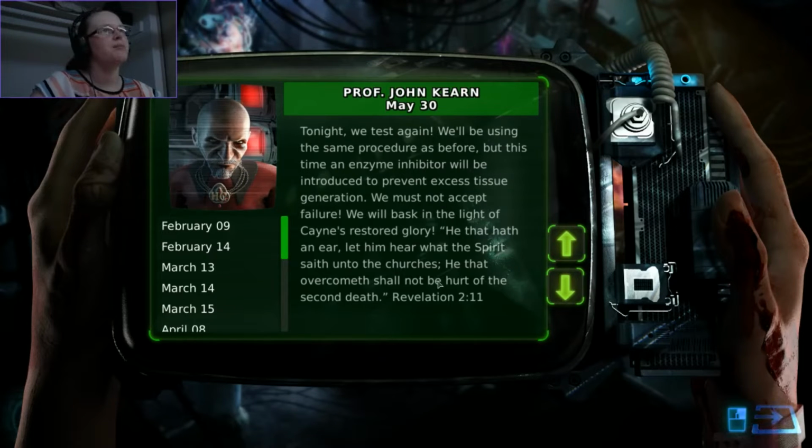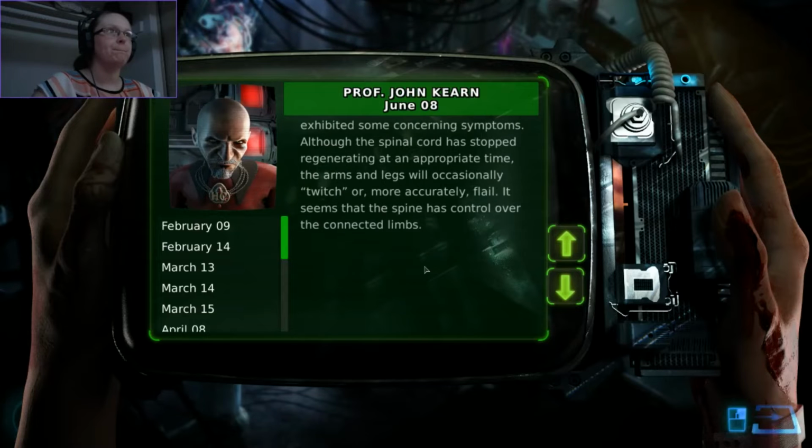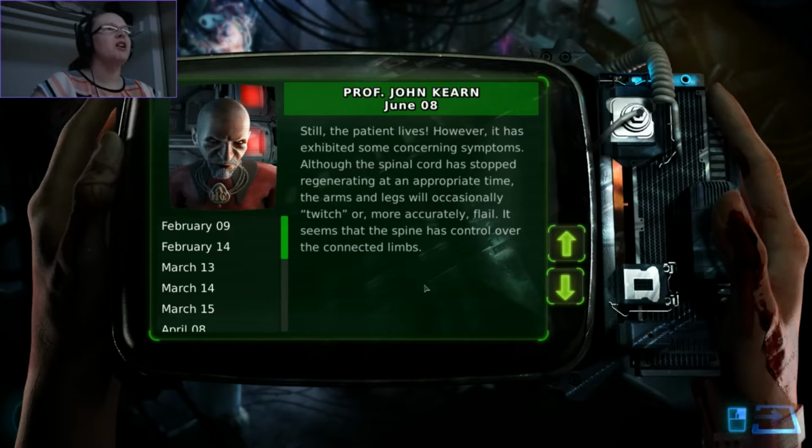May 30th. Tonight we test again. We'll be using the same procedure as before, but this time an enzyme inhibitor will be induced to prevent excess tissue generation. We must not accept failure. We will bask in the light of Cayne's restored glory. He that hath an ear, let him hear what the Spirit saith unto the churches. He that overcometh shall not be hurt of the second death. Revelations 2:11.